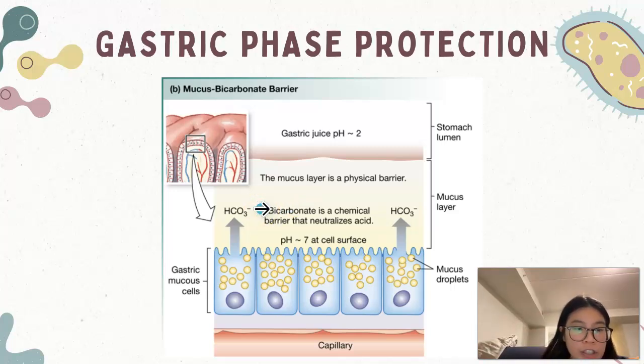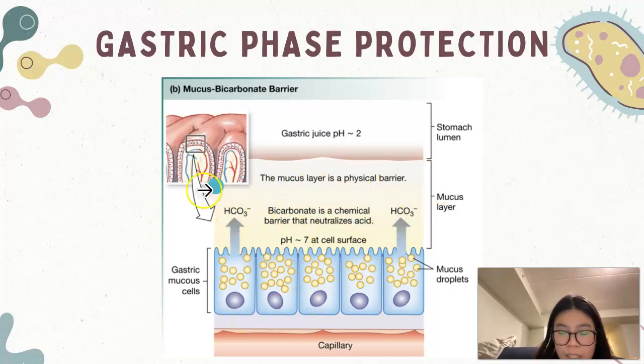Mucus cells in the neck of the gastric glands secrete both mucus and bicarbonate, and mucus forms a thick physical barrier between the stomach acid and the capillaries of our GI tract. And this is our first line of defense. If the mucus layer happens to thin out, then we can rely on bicarbonate, which creates a chemical barrier to neutralize acid that bypasses the mucus layer. And this can be seen here.